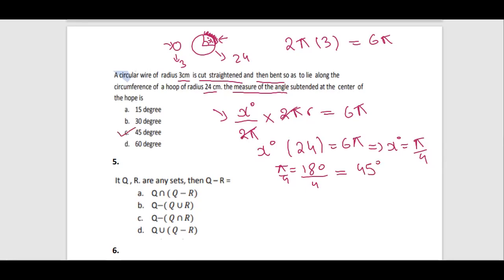So here we had two circles. One circle is straightened and then bent along the bigger circle, and we need to find the angle corresponding to the arc around which the smaller circle was bent. This is the arc length formula. The length of the arc is 6 pi, that is the circumference of the smaller circle. And by simply cancelling out everything, we got 45 degrees as the answer.